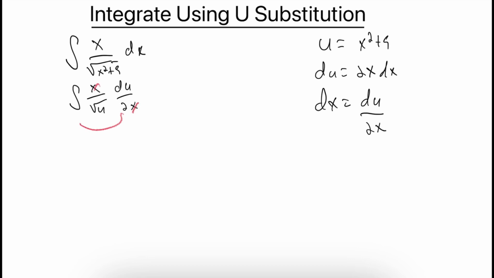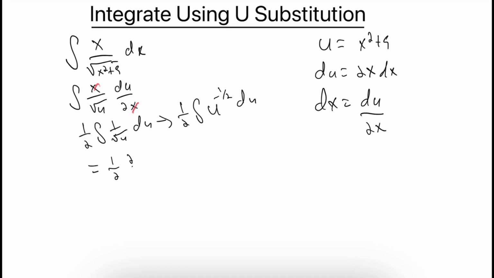So now our x's are going to cancel, and we'll move our 1/2 back out front. So we have 1/2 the integral of 1 over square root of u du. So we'll rewrite that as 1/2 times u raised to the power of negative 1/2 du. So now we're going to integrate. We have 1/2 times 2 over 1 u raised to the power of 1/2 plus c.